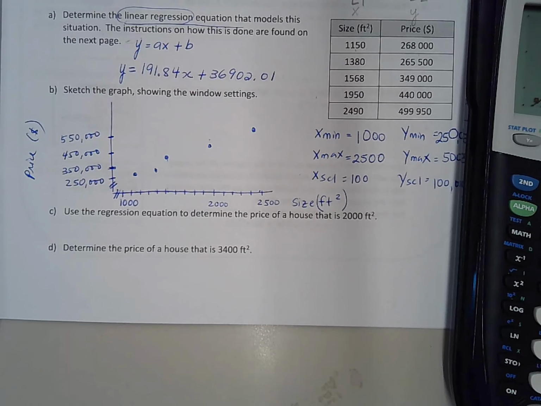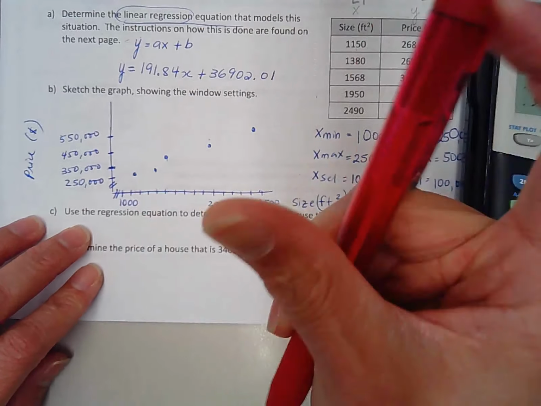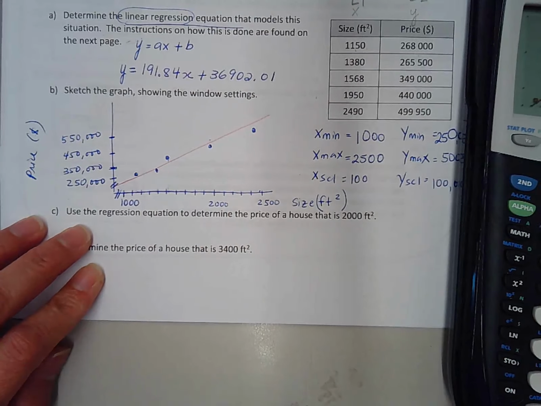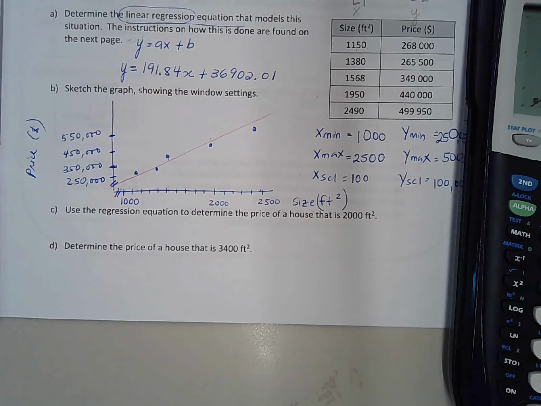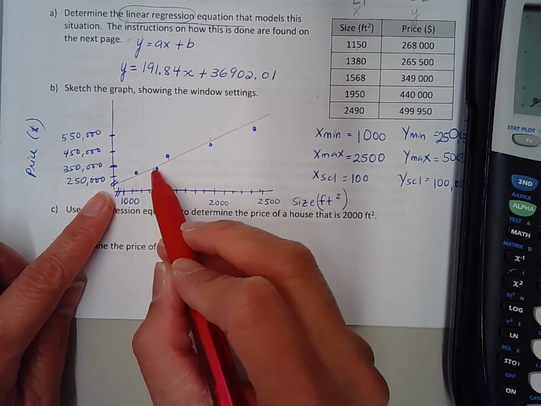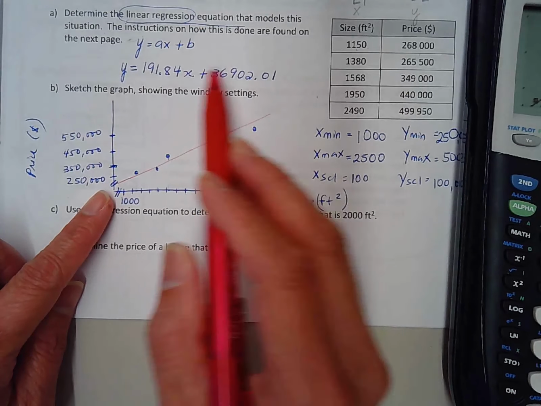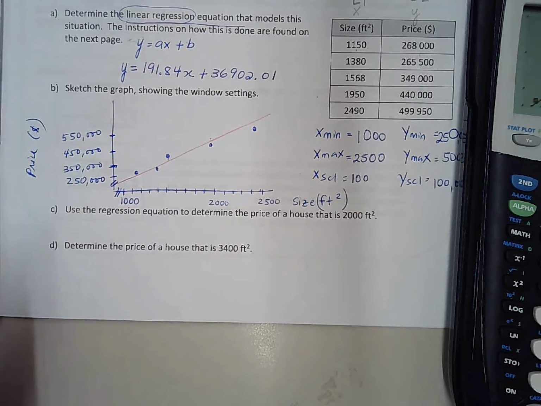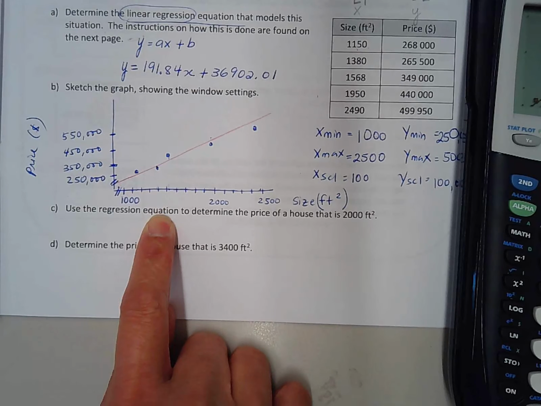So far so good. And our regression equation is going like this. The line here is your equation of the line. Now what we're going to do is use the equation of the line to answer question C and question D.